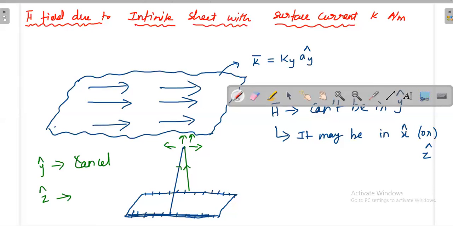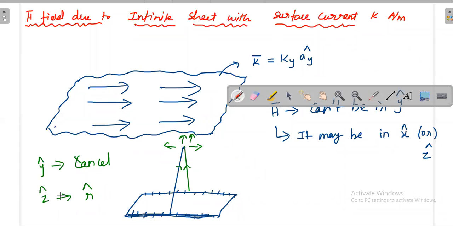Okay, z cap means what? In this case, the direction of r cap. You are finding the r cap direction. R cap can be in y cap or z cap, but the component that is present in y cap is cancelling. It is only present in the z cap direction.